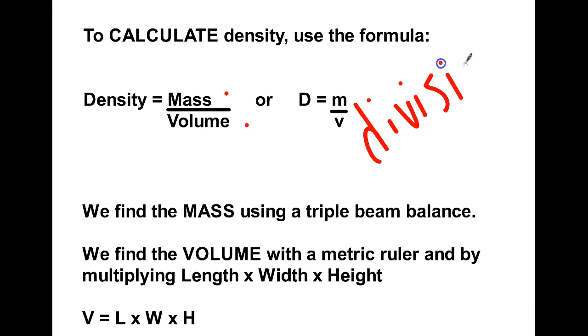To find a substance or an object's density, all we have to do is use the formula mass divided by volume. Of course, we can find the mass using a triple beam balance. The volume we can find in a number of ways, but the most common way we found it here in class is by using a metric ruler and then multiplying using the formula length times width times height. To summarize, we find density by dividing an object or a substance's mass by its volume.